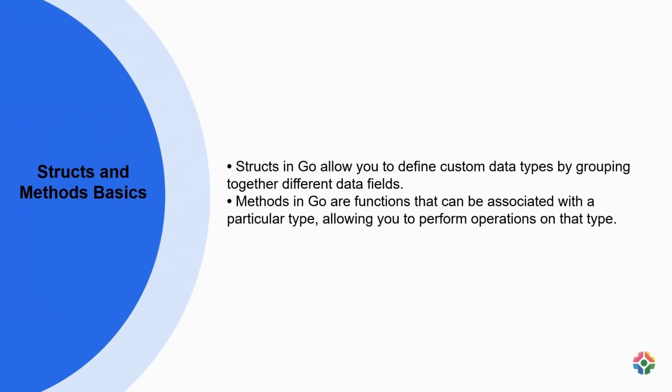In Go, structs are used to create custom data types by combining various data fields. These data fields can be of different data types and are organized under a single structure. For example, if you are working on a program that involves storing employee information such as name, age, and salary, you could create a struct named employee with fields for name (string), age (int), and salary (float64).